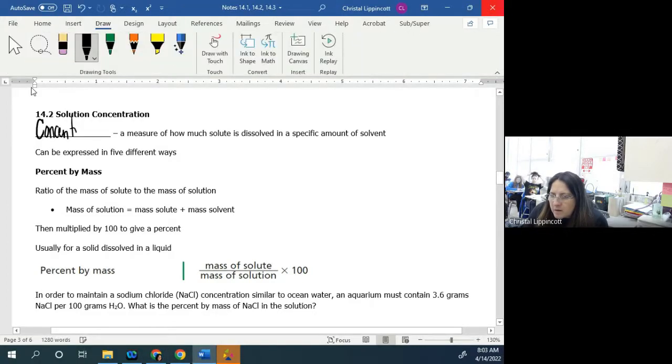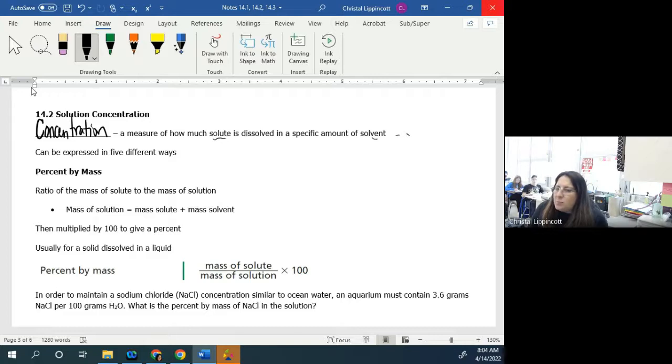Hey guys, let's concentrate a bit. Concentration is a measure of how much solute, and yesterday you discovered what solute was. That's the stuff that's dissolved in a solvent. If you think back to chapter 3, we had a lot of examples of that. One I used a lot was Kool-Aid, where you have your sugar and your Kool-Aid powder, and then you have your water. So your sugar and your Kool-Aid powder is your solute, and the water is the solvent.